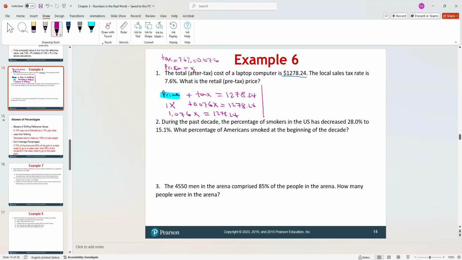Now look, I need to add the taxes to the original price. I can call it original price, but I call it X because I don't want you to confuse O for original price with zero. So we have 1.076X equal 1,278.24. If I want to solve for X, those of you who do algebra know you need to divide both sides by the coefficient of X, which is 1.076.